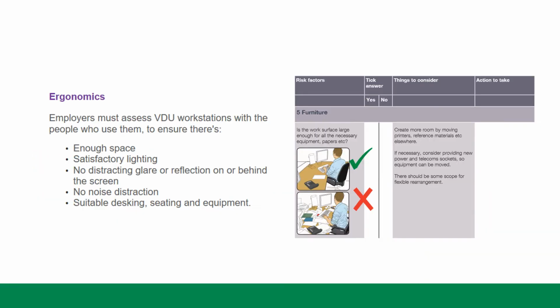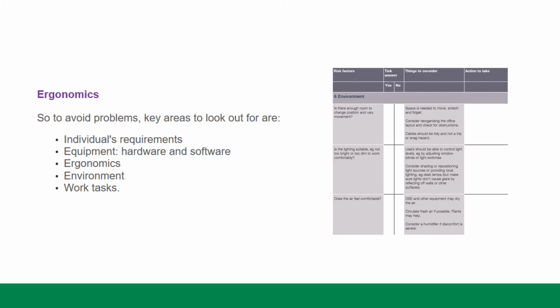Ergonomics. Employers must assess VDU workstations with the people who use them to ensure there's enough space, satisfactory lighting, no distracting glare or reflection on or behind the screen, no noise distraction, suitable desk, seating and equipment. So to avoid problems, key areas to look out for are individual requirements, equipment, ergonomics, environment and work tasks.